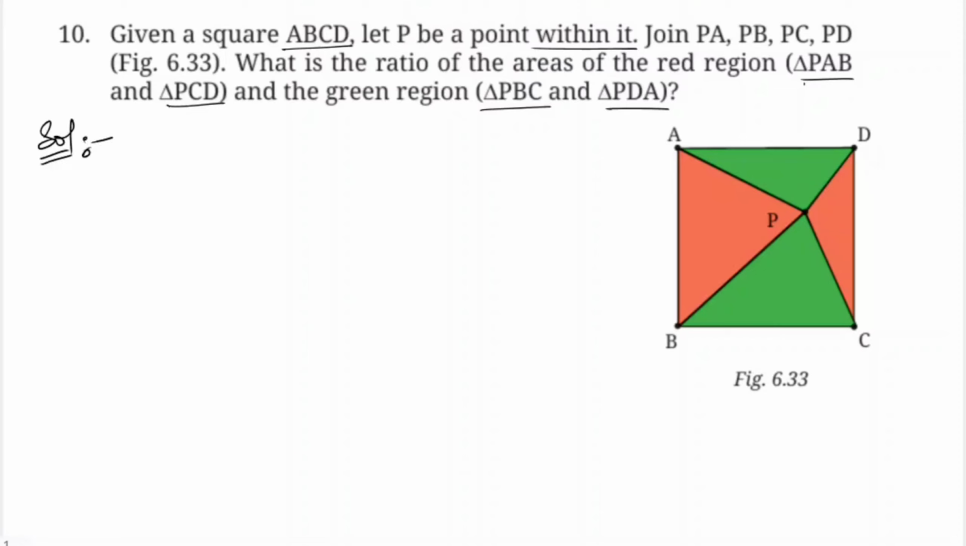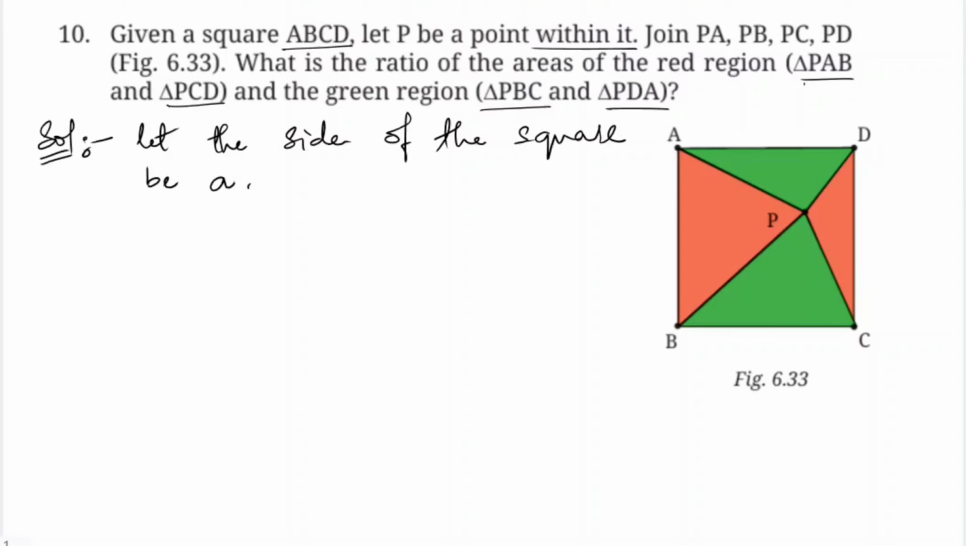Since it's a square, we don't know the side of this square. So let us take the side of the square. Let the side of the square be small a. Okay, for the red region, what are the triangles?